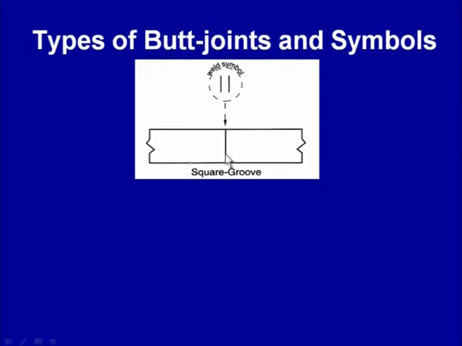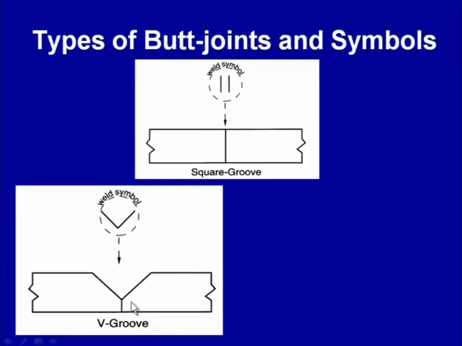One is the square groove, where just the edges of the plates are made square with respect to each other, and the symbol for the square groove is shown with the help of these two simple short parallel lines. And then the V groove is made for developing the butt joints, and the symbol for the V groove is indicated by this V shape lines.